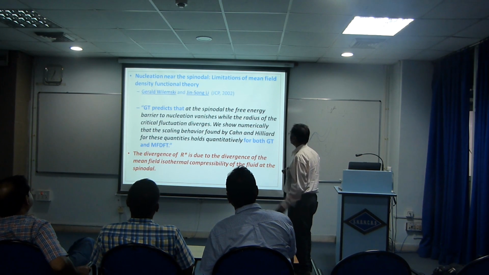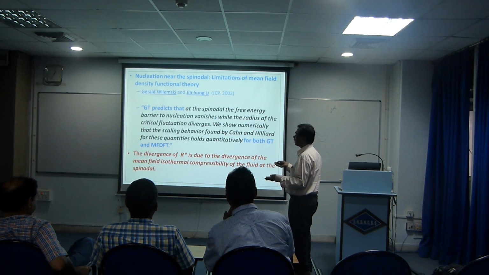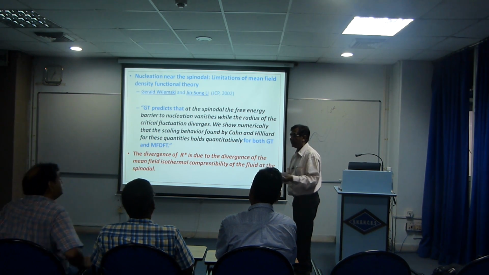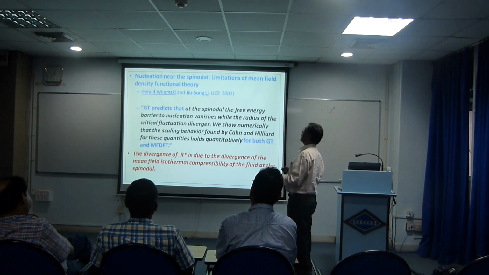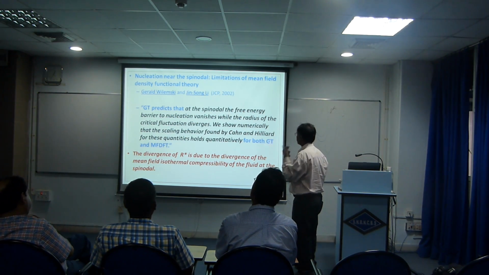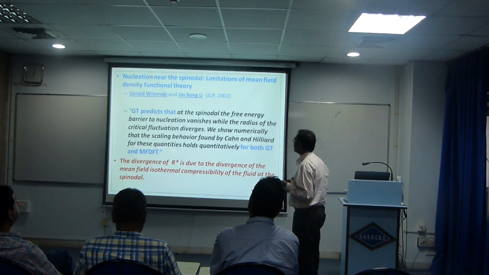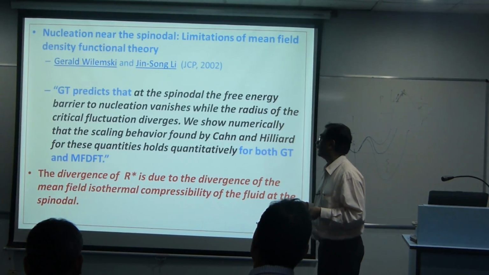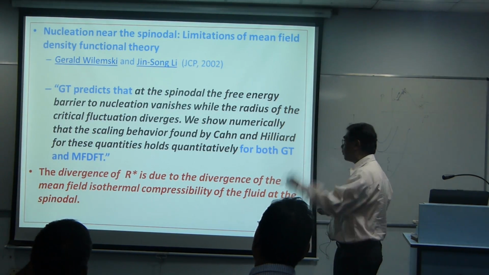Okay, the square gradient theory, GT, which is essentially a Ginzburg-Landau kind of theory, where you expand the free energy in density in terms of coefficients. Those of you who know Landau theory of phase transitions, this is an extended version of that. That is essentially a mean field theory, but a little bit more quantitative, almost the same. Both of them, they show numerically, this can be found by Cahn and Hilliard for these quantities. Then they also say that the critical size diverges. The divergence of R-star is due to the divergence of the mean field isothermal compressibility that they put into the theory.